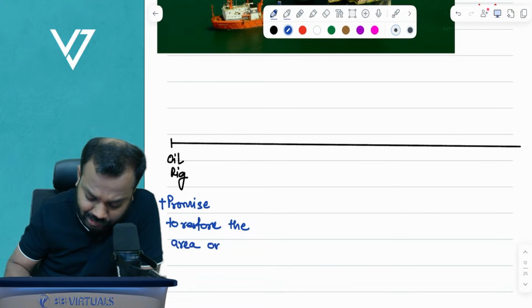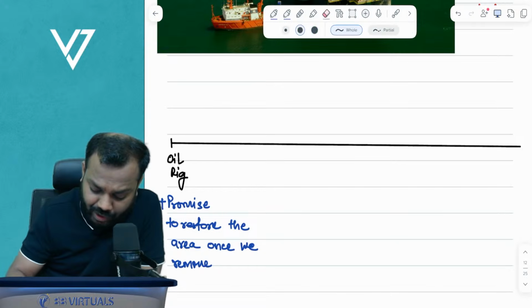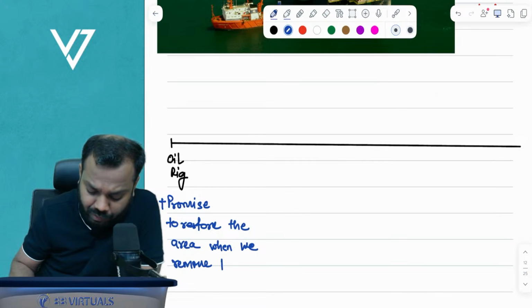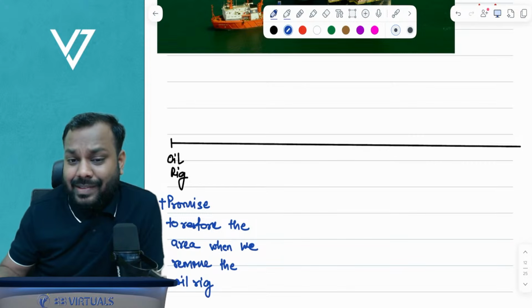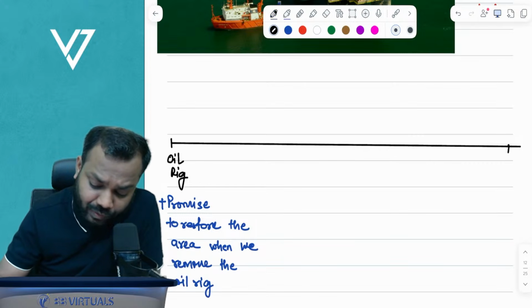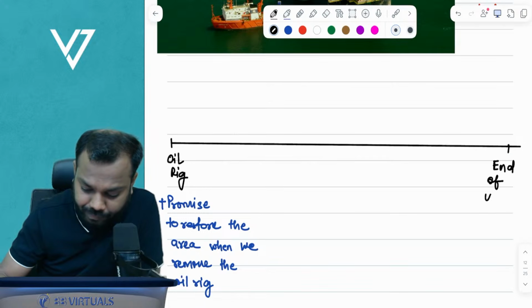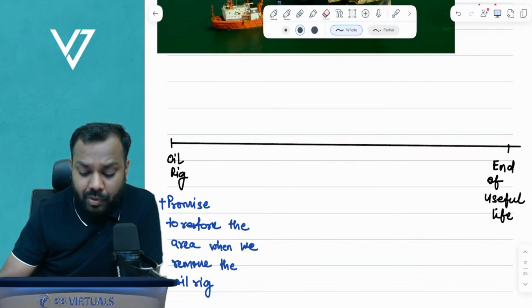When we remove the oil rig. Now tell me, when exactly are we going to remove the oil rig? At the end of its useful life, we will remove the oil rig. This is where we will remove the oil rig. Come on guys, please tell me.